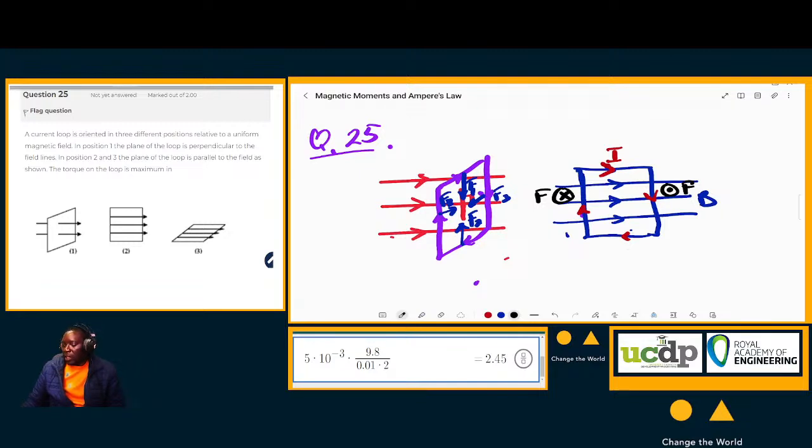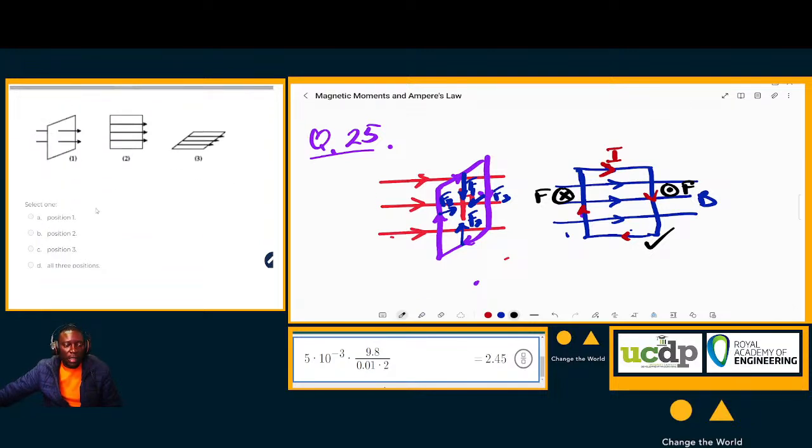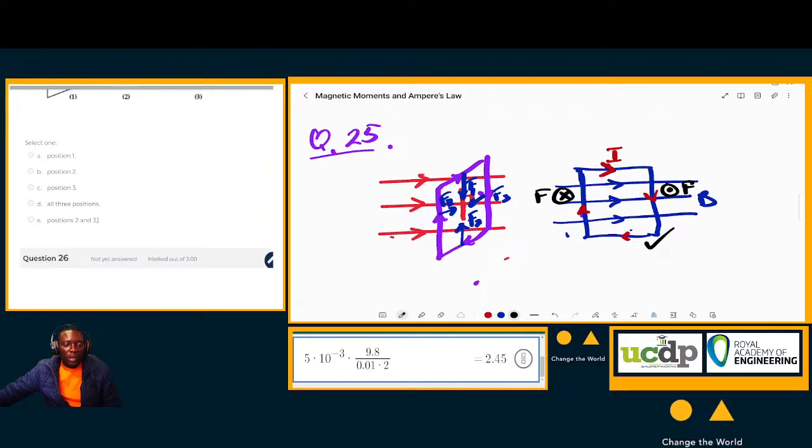So already that's giving us a turning effect, or a moment, about the axis of the conductor. The components at the top and at the bottom will have no force, because they are parallel to the field. So we have a torque for this case, and we also have a torque for the case indicated by diagram number 3, in the same sense, from the two sides that are opposite and perpendicular to the field. So that's where we have maximum torque, and according to the solutions here, it's only positions 2 and 3. So our answer is E, positions 2 and 3.